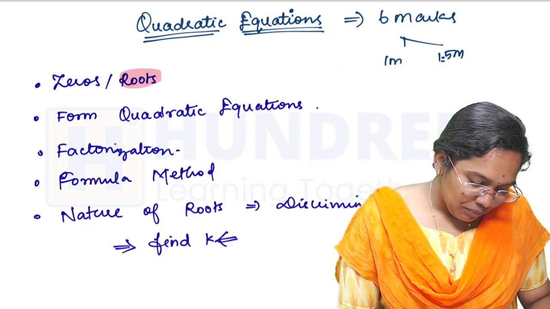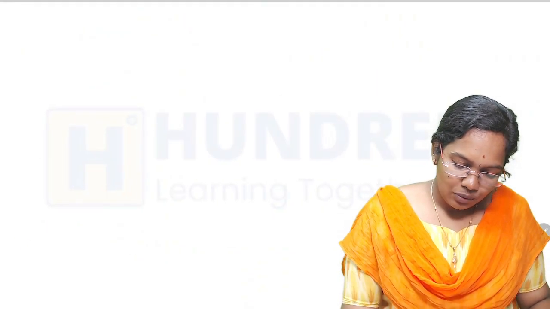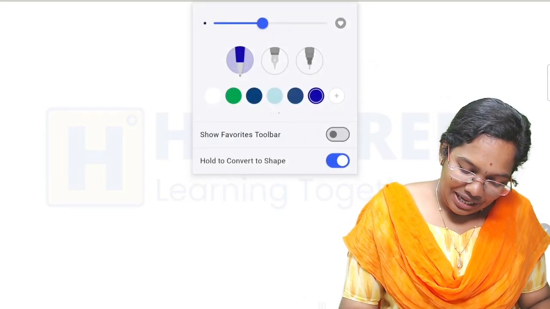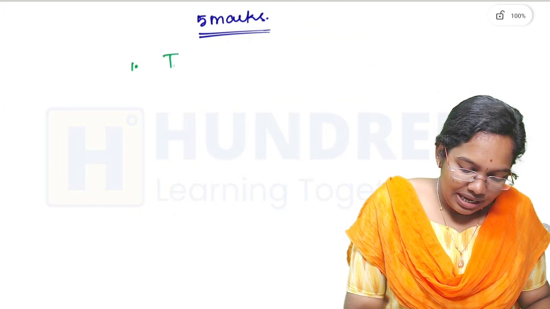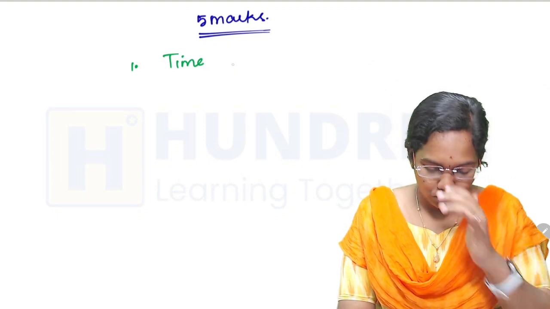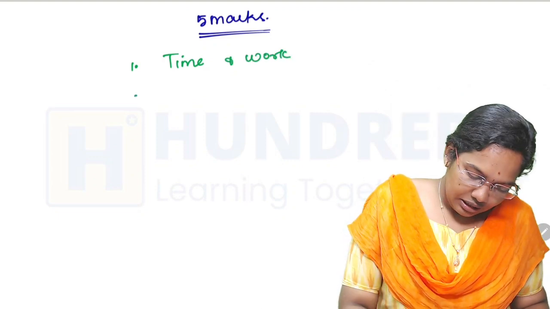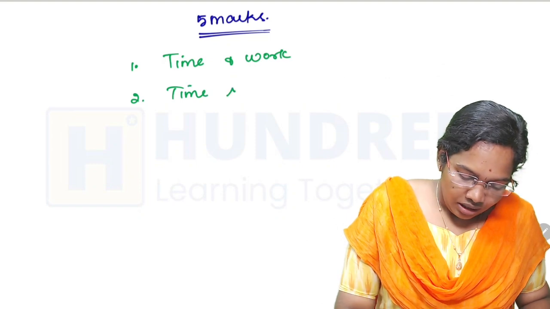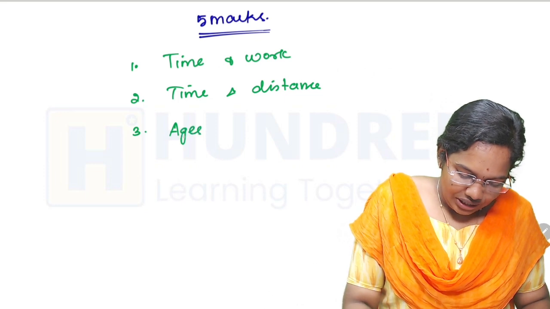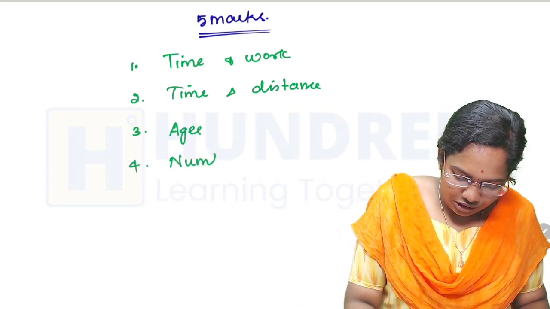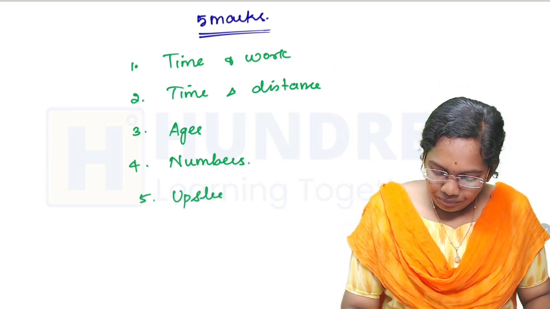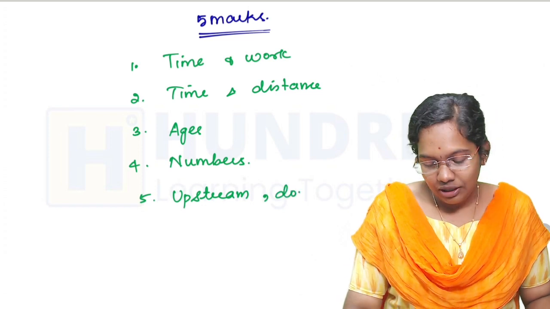Then moving on to the 5-mark questions. The 5-mark questions are completely going to be based on word problems. In these word problems, you have to concentrate on these kinds of quadratic equation word problems: time and work, then time and distance. I have taken sums in this regard, okay? Then based on ages, based on numbers, that is 2-digit number kind of sums, right? Then there are upstream, downstream sums, okay? So you will be having upstream, downstream sums also.